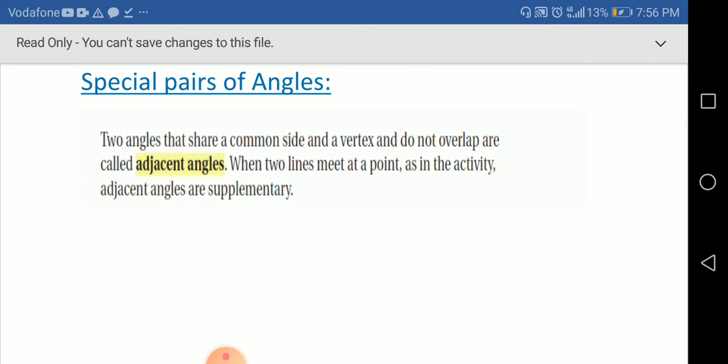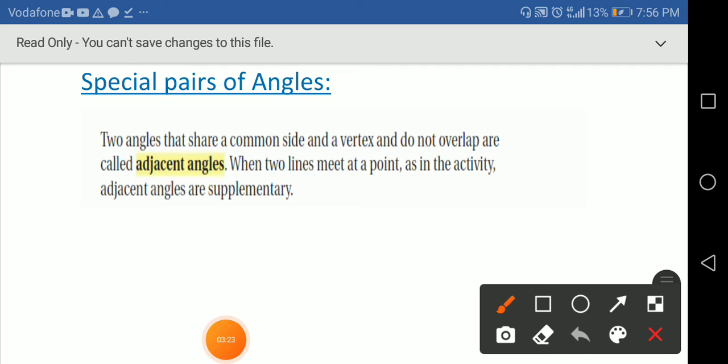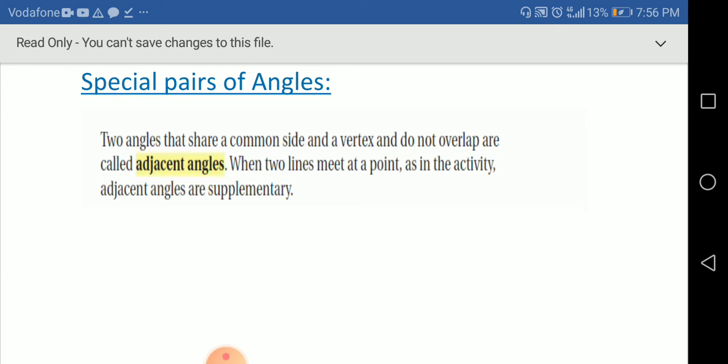Okay, let's have special pairs of angles. Two angles that share a common side. Focus, please. They share a common side and the vertex and do not overlap, and are called adjacent angles. When two lines meet at a point, as in the activity, they are adjacent and supplementary. What are you talking about?